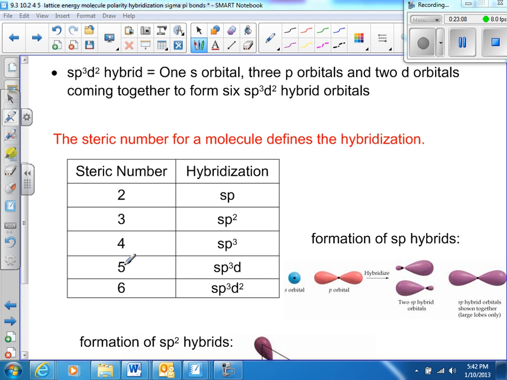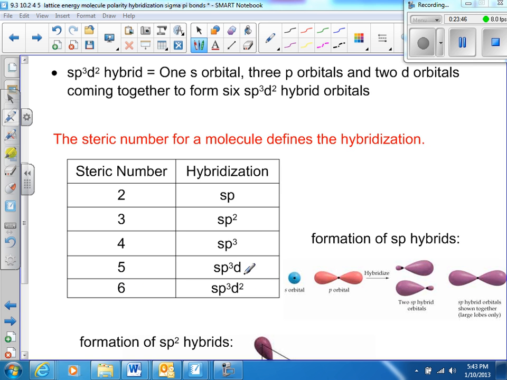Now all of a sudden we get to steric number 5. Remember, there's only 3 p orbitals in an entire shell. It's not possible to have 4 p orbitals in a shell, so we couldn't have sp4. So s then p3 adds up to 4, but we need 5 total orbitals, so we need a d. So 1 plus 3 plus 1 is 5. Steric number 6, we start with 1 s. We add 3 p's, which gives us 4, and we need to get all the way to 6, so we need 2 more.